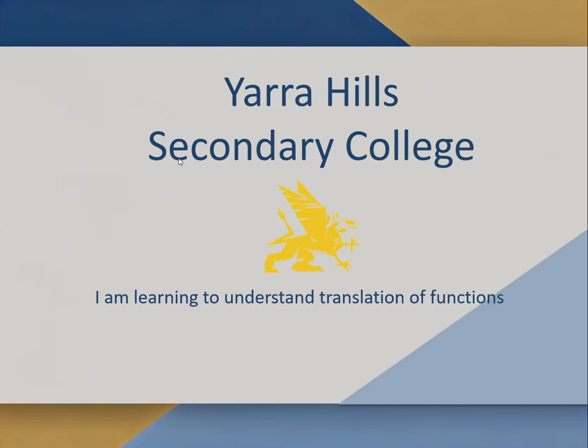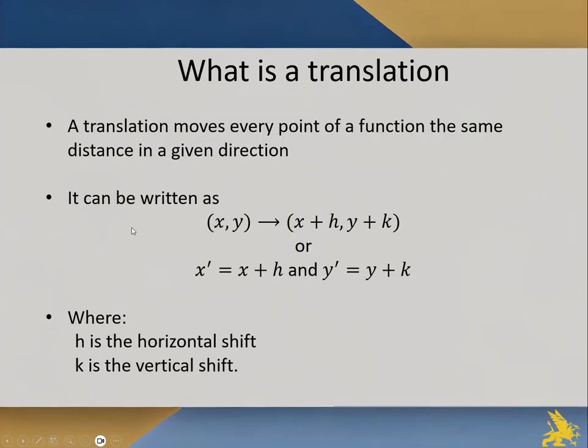Okay, we are going to be learning to understand translation of functions. So this will be working from 7a. The first thing I want us to think about with the translation is it's focusing on horizontal and vertical shift. So horizontal shift is affecting our x value. So that's the reason why we've got x plus h for our image, because the h is that horizontal shift.